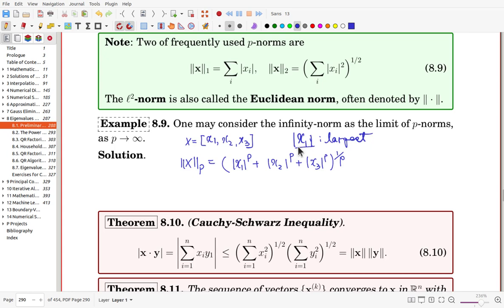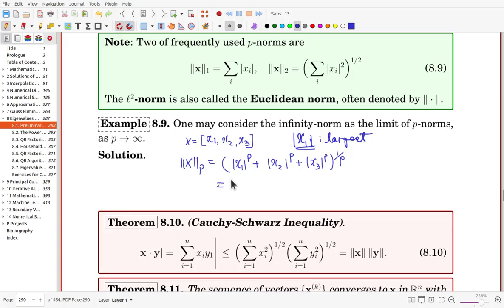Assume x1 is the largest entry. It doesn't matter, x1 is the largest one. Then, as p increases, that one increases relatively much faster. You may consider it in this way.